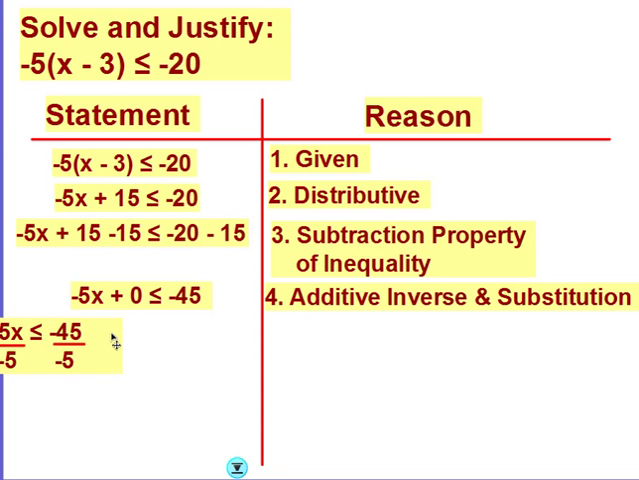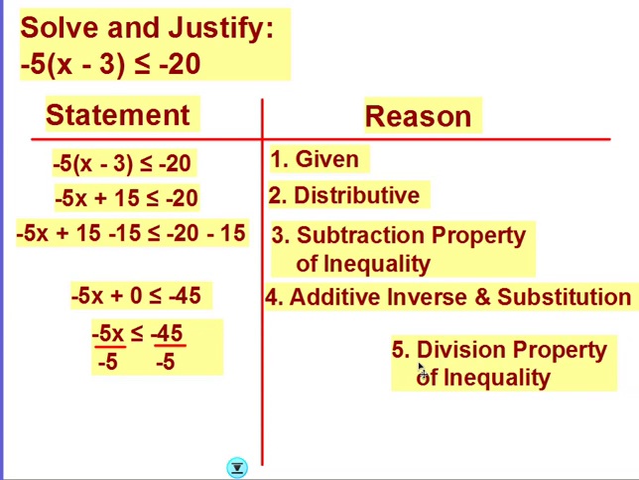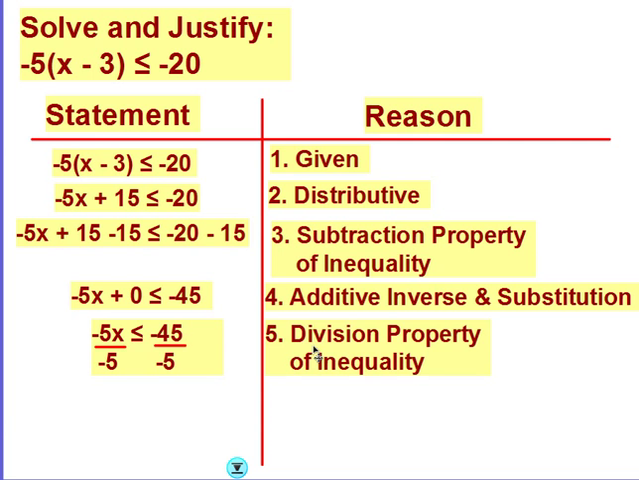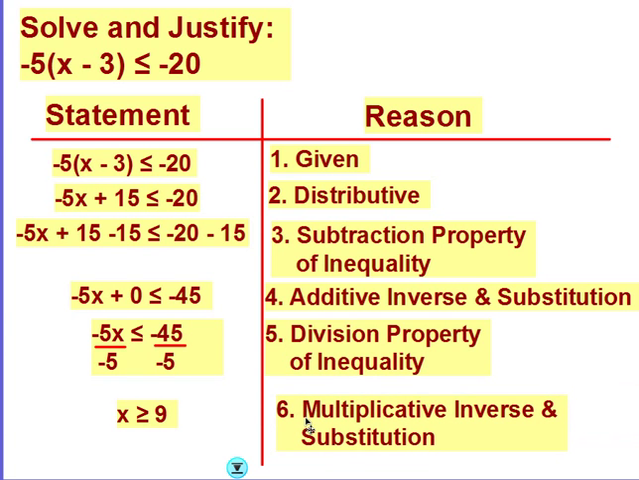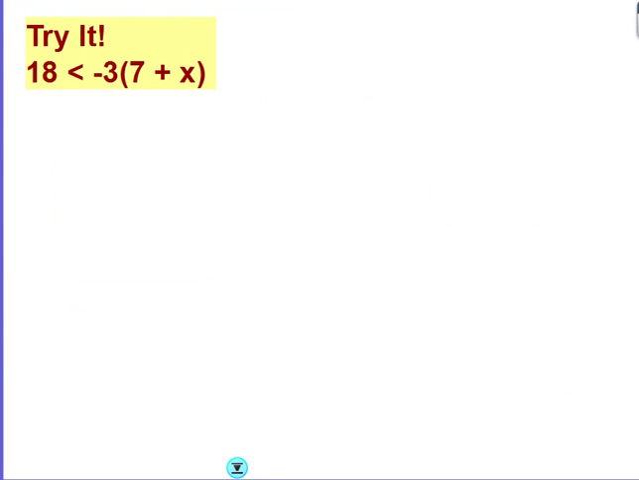Next step is we're dividing both sides by negative 5. When we divide by a negative, that's still our division property of inequality. That doesn't change. But in our next step, we have to remember to flip the sign. So negative 5 divided by negative 5 gives us 1x, and negative 45 divided by negative 5 gives us positive 9. And that is by our multiplicative inverse and substitution. Try this one on your own.